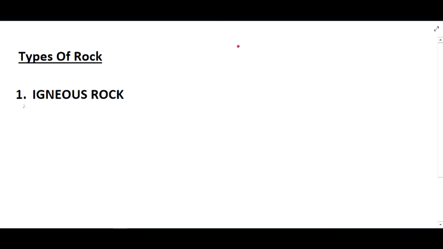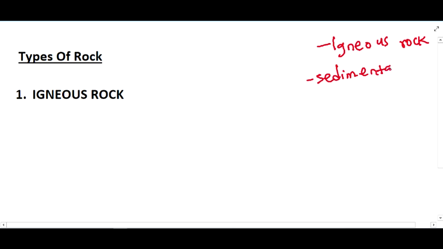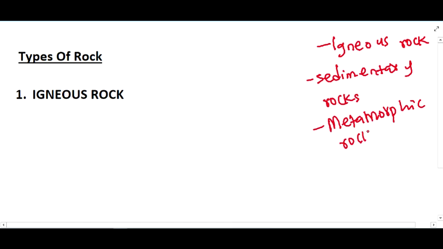Okay, types of rock. Before I talk about this type of rock, let me explain the formation of this rock. In the types of rock, our course of study today, we talk about igneous rock, then we'll talk about sedimentary rock, and then metamorphic rocks. Just take time, you're gonna understand this in a moment. I'm gonna explain all this now.